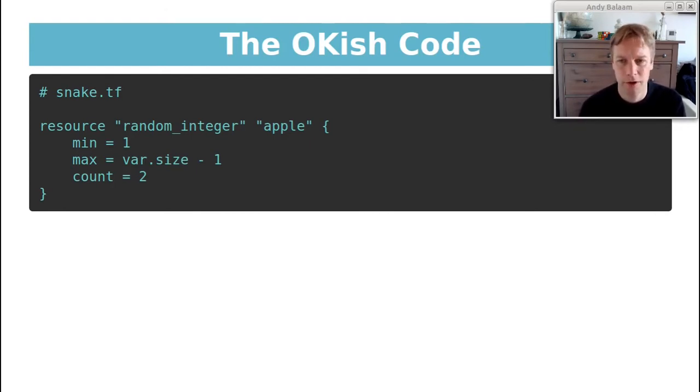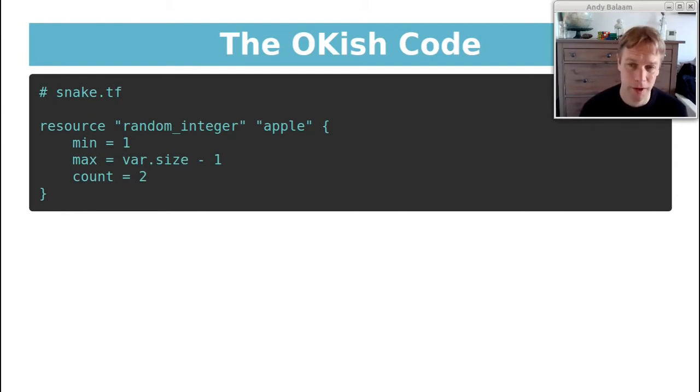And then our name for this particular random integer that we're generating is Apple. And actually, I said that wrong because it's actually two random integers we're generating. The way we can see that is because that count thing towards the bottom is set to two. So basically we're saying make two copies of this resource. That's what count is. And the stuff above count, those are kind of inputs to the module.